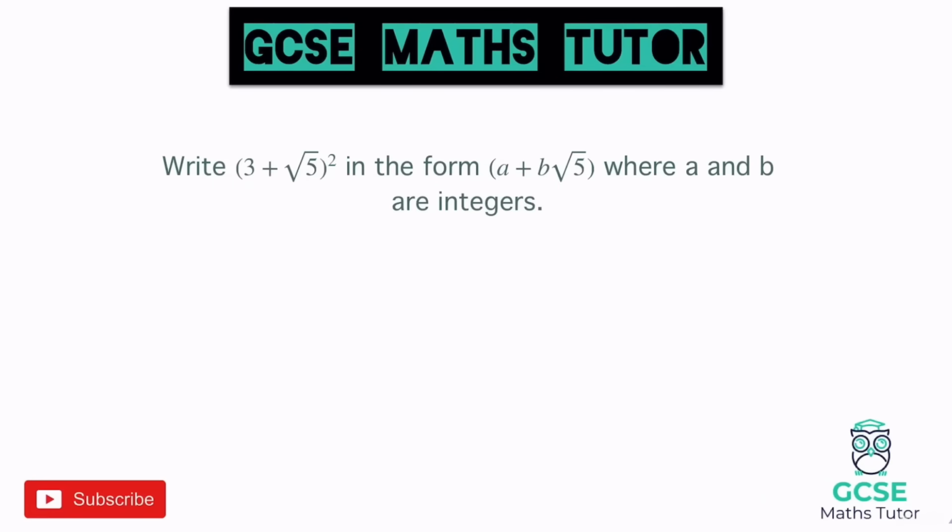Okay, so we've got some Surds questions. So 3 plus root 5 squared in the form a plus b root 5, where a and b are integers. Okay, so we need to have a look at this. So that obviously is a double bracket there. So if I rewrite this as a double bracket, we've got 3 plus root 5 and 3 plus root 5. And we just need to expand that now and see what we get.